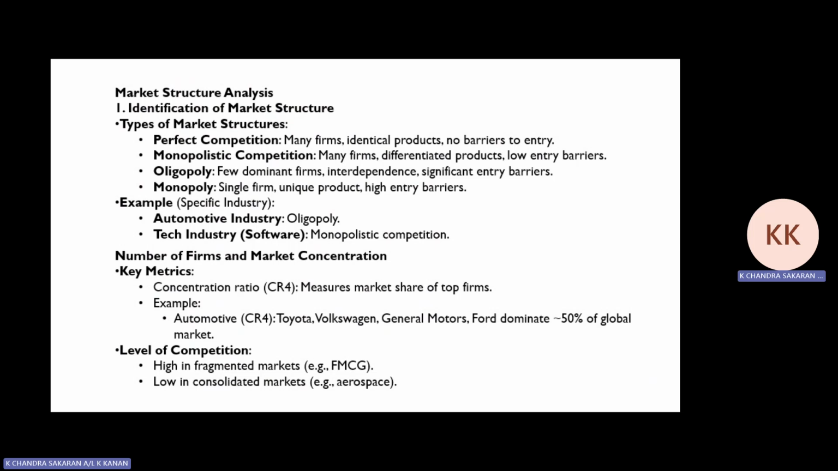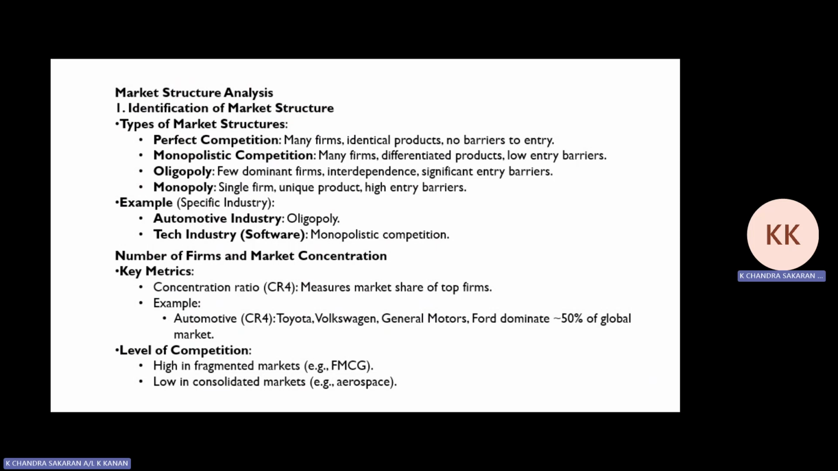Then for the industry that you have chosen, you have to talk about the market structure. Remember you studied chapters 14, 15, 16, 17. What do you study in those chapters? You study perfect competition, monopolistic competition, monopoly. Have you guys done all this? Done already. So this is called market structure.